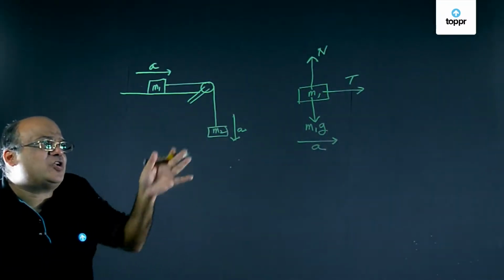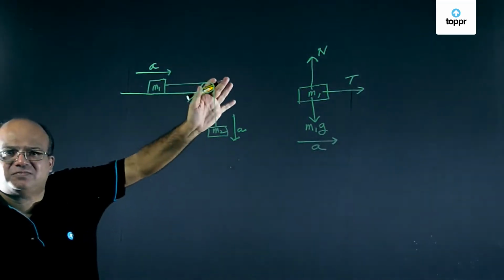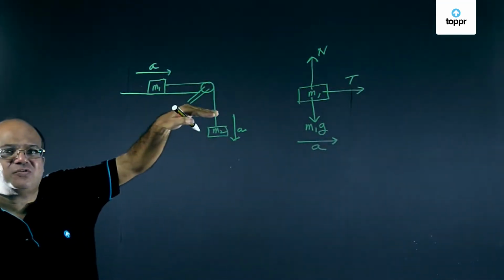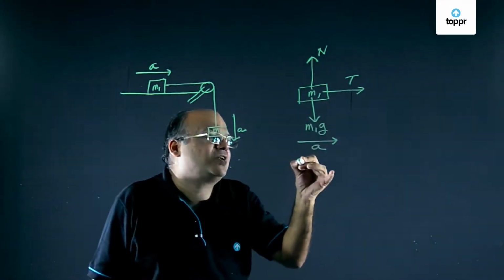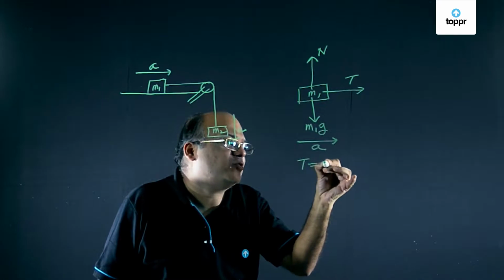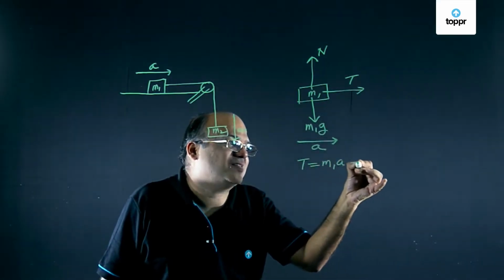Please understand, we are not bothered about the vertical forces now. So look only at the horizontal force, tension. And tension is the net force, there is no other force. So tension will be equal to mass into acceleration, T = m1a. And this is our equation 1.